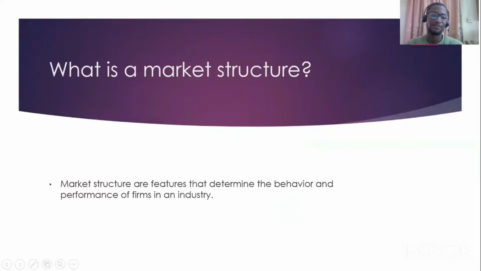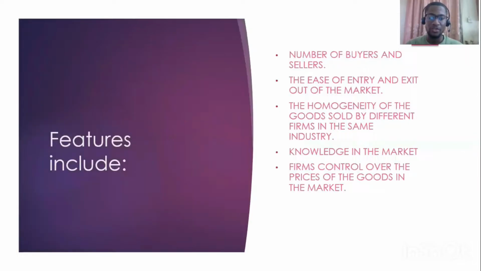What is a market structure? In layman's terms, a market structure is the set of features that determine the behavior and performance of firms in an industry. Features include the number of buyers and sellers, the ease of entry and exit out of the market, the homogeneity of the goods sold by different firms in the same industry, knowledge in the market, and firms' control over the prices of the goods in the market.